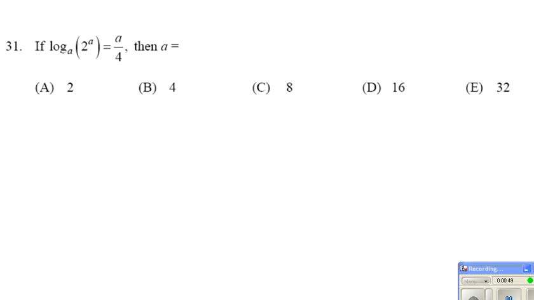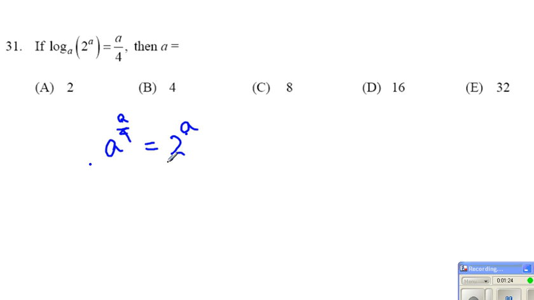Now, how about this? This seems to be somewhat difficult, but if you look at it carefully, this may not be that bad. If you have to rewrite this one, it will be simply this: in exponential form, a to the a over 4 must be equal to 2 to the a power.